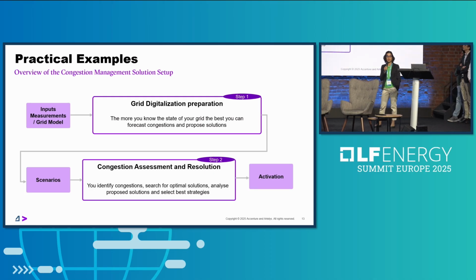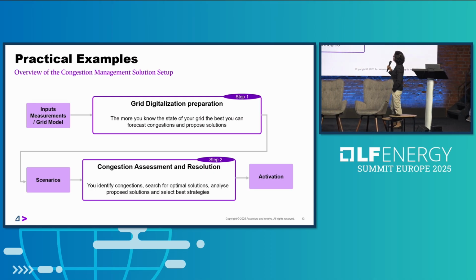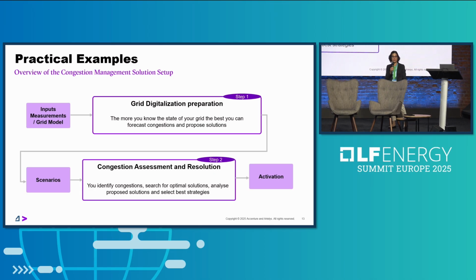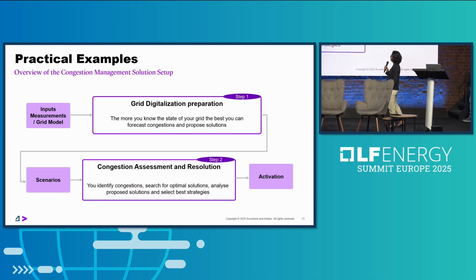How you deal with this step, or the approach, will depend mainly on the maturity level of the tools you already have, what system you have to view or have a consistent view of your grid, because that would allow you to make good forecasts. Of course, that's the base for having good forecasts and detecting congestions. And step two is where you assess the congestions and propose solutions. Then you have to search for the optimal solutions depending on several criteria.